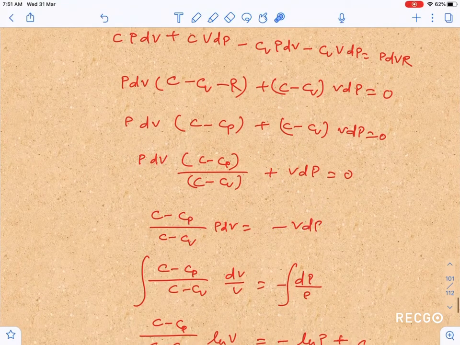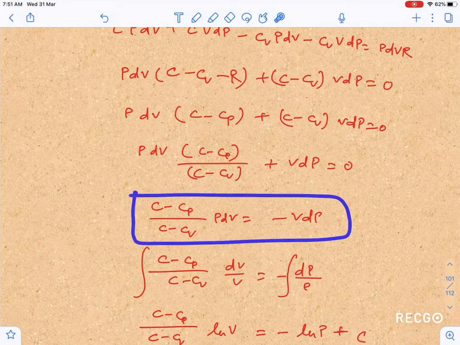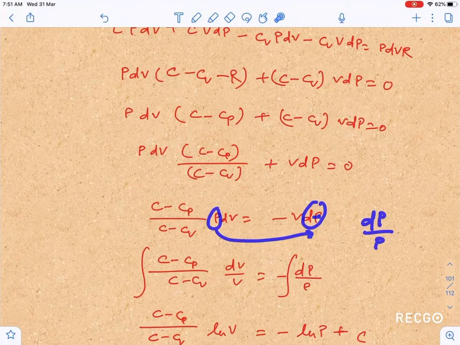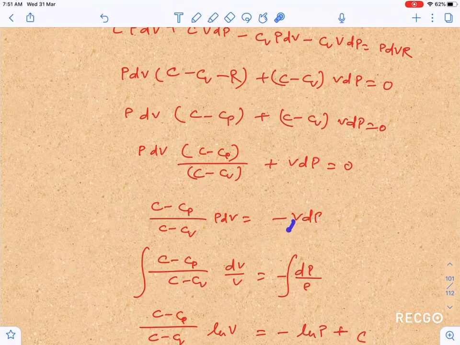So now guys, I'm using the variable separable method of differential equations. When using this method, I will separate the variables of P and V on each side. So this P I will take from the left side to the right, so this becomes dP by P, and this V I will take on this side, so this becomes dV by V. See carefully, this V I have taken this side and this P I have taken this side. So you can write (C minus CP) by (C minus CV) into dV by V is equal to minus dP by P.